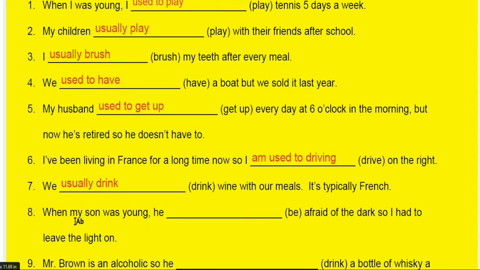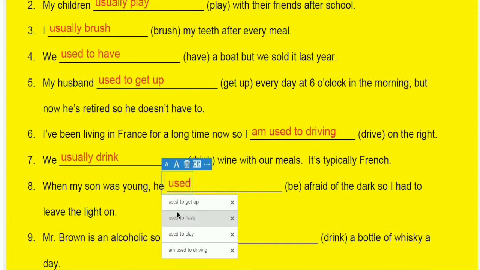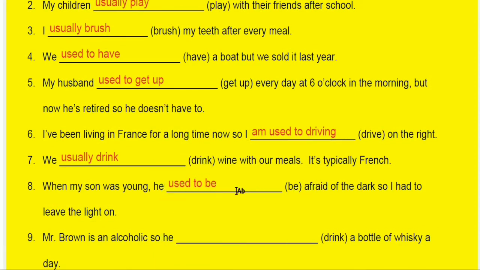And number eight: when my son was young, be afraid of that, so I had to leave the light on. Okay, so you can see here, in the present or in the past, I had to leave the light on, so it's in the past, right? So you have to complete used to be, used to plus infinitive. Good, used to be.